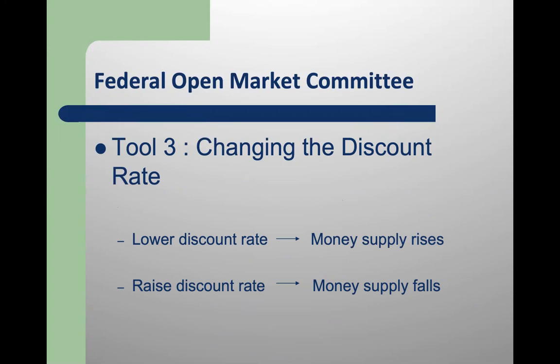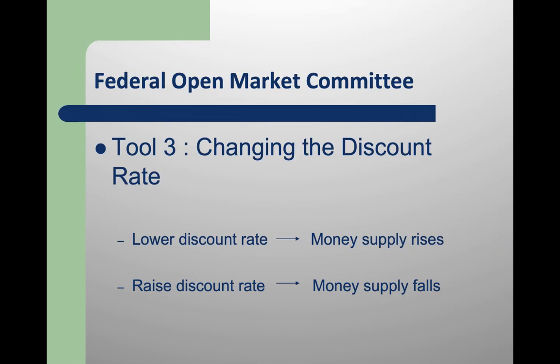Tool number 3 is they can change the discount rate. The discount rate is the interest rate that the Federal Reserve regional banks charge member banks for loans that are made there, usually the lowest interest rate that you'll find. So in fact, in 2008, 2009, and for several years after, the discount rate for member banks to take loans from the Fed was 0%. So if they needed to borrow $10 million to cover their liabilities, they would only have to pay back $10 million. Sounds like a pretty good deal. That's one way that they could help kind of bail out banks out of a tough situation.